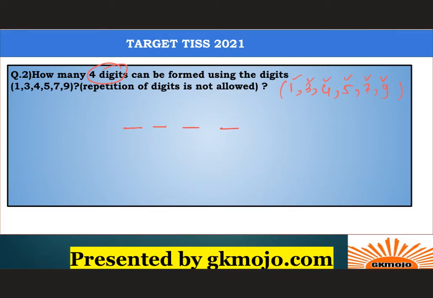If I start from the first place, how many digits can I place over here? I can place any digit from here, so 1, 2, 3, 4, 5, 6. There are 6 options over here. Repetition is not allowed, so whatever digit you take over here cannot come again. Arbitrarily, let's assume I took 9 over here. So now the second place has 5 options. Similarly, the third place will have 4 options, and the fourth place will have 3 options. If you multiply 6 into 5 into 4 into 3, you will get 360, which will be your correct answer.